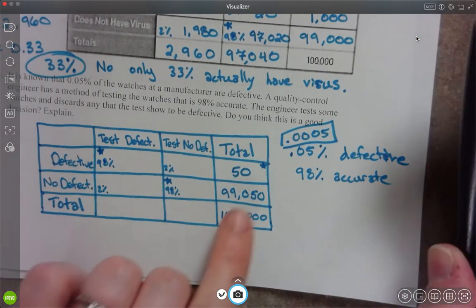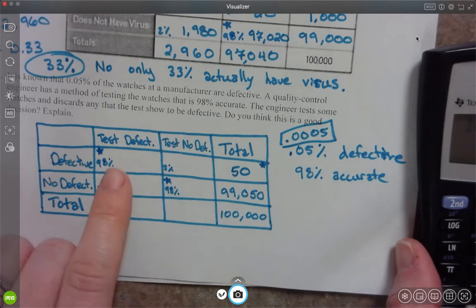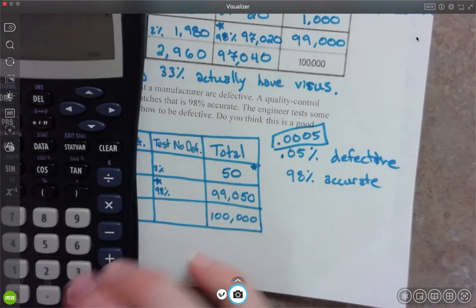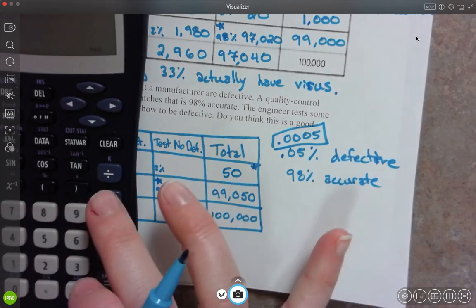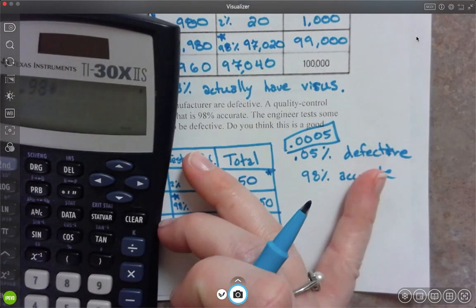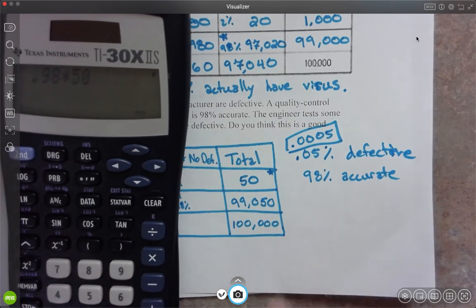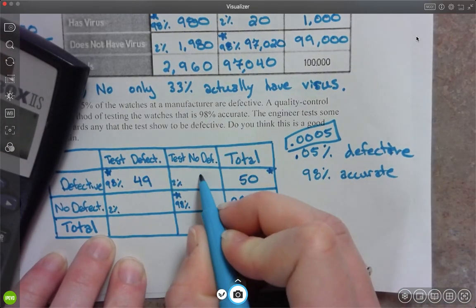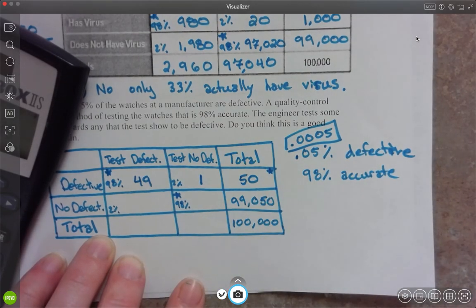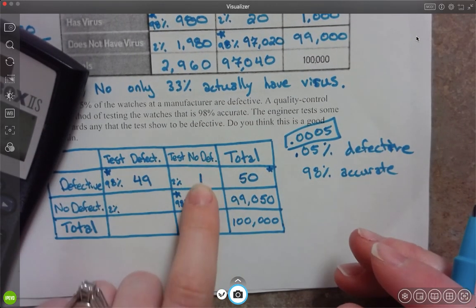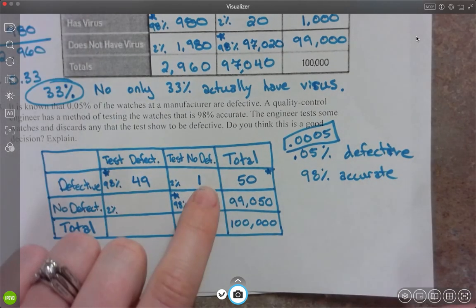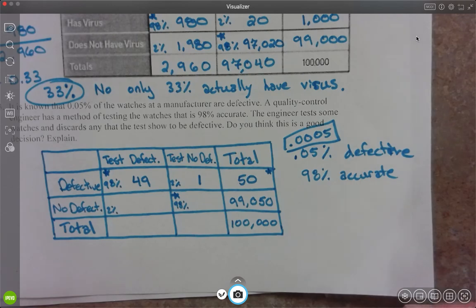So out of these 50, 98% of them are going to test defective. So let's figure out what 98% of 50 is. 0.98 times 50 is going to give me 49. So 49 of them are going to test defective. Only one of them is going to test with no defect. So it's actually going to be a broken watch when it's saying that it's perfectly fine. Okay, and then you're going to have one customer out of the 100,000 that's really mad.